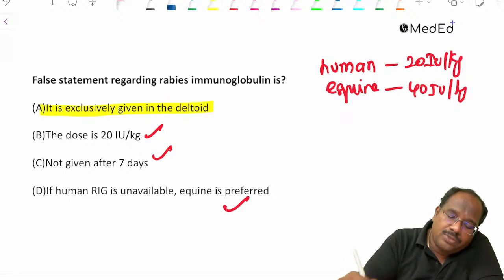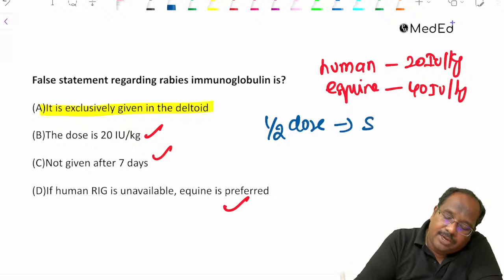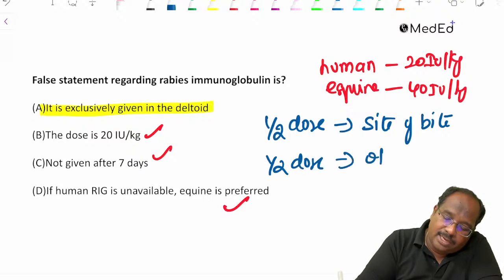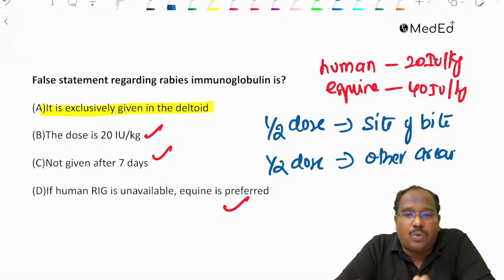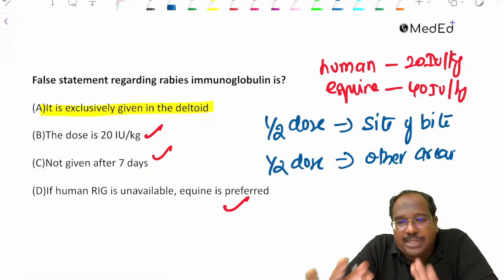No, half the dose we should be giving at the site of bite. Half dose at site of bite, remaining half dose in other areas. So there is no "exclusively" and all. The half dose should be there at the site of bite.